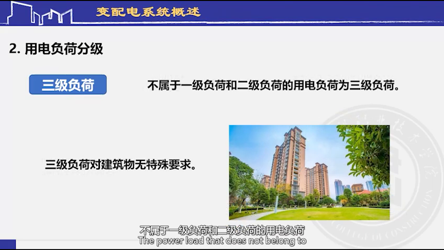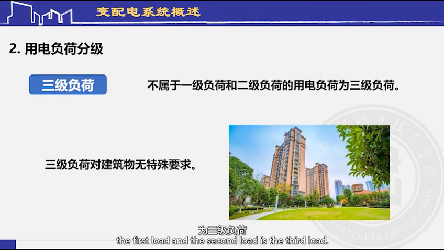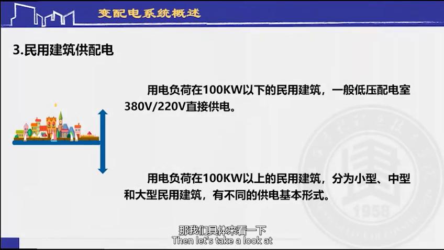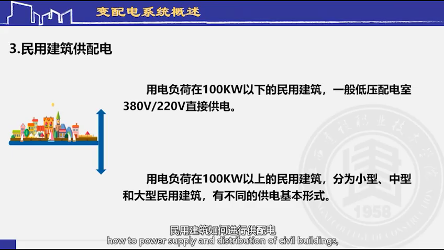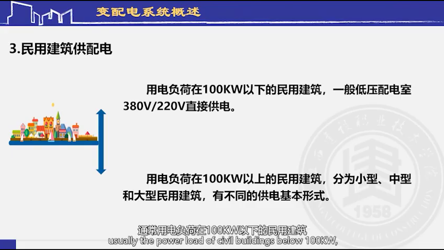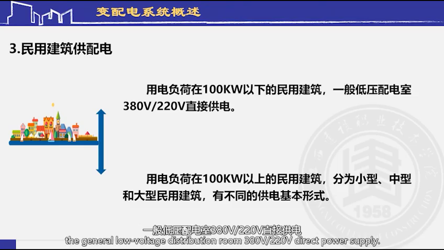The power load that does not belong to the first load and the second load is the third load. The third-level load has no special requirement for the power supply of buildings. Then let's take a look at how to power supply and distribute civil buildings. Usually the power load of civil buildings below 100 kilowatts is supplied directly at 380V/220 volts from the general low-voltage distribution room.